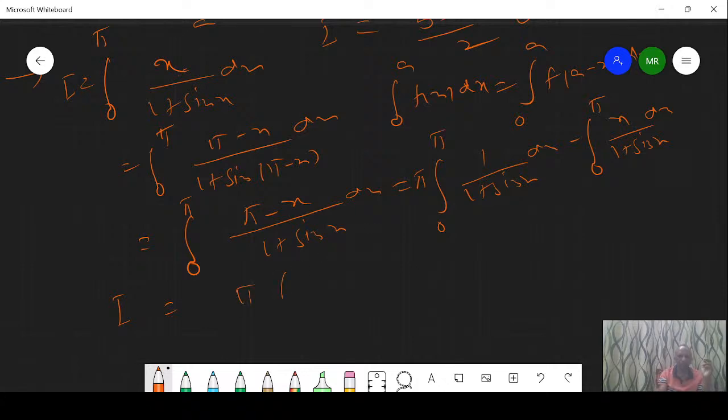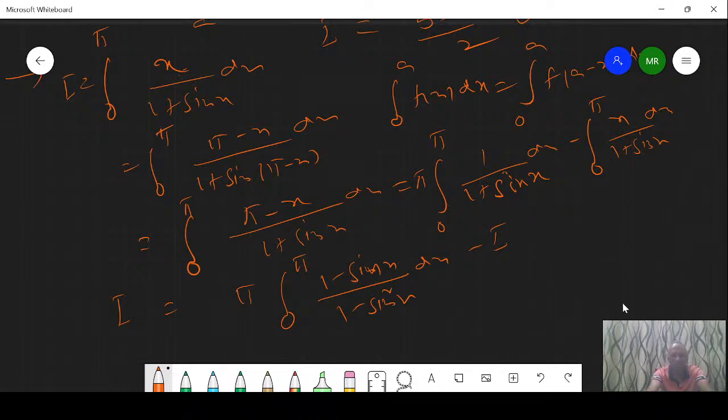Now you can see I can write I is equal to pi into integral 0 to pi. This one, how to do in a simple way? I can do rationalization, right? When I have taken 1 plus sine x, you rationalize this. You do it 1 minus sine x by 1 minus sine x. You rationalize this, it will become 1 minus sine square x. Multiply numerator and denominator by 1 minus sine x. It will be 1 minus sine square x dx.